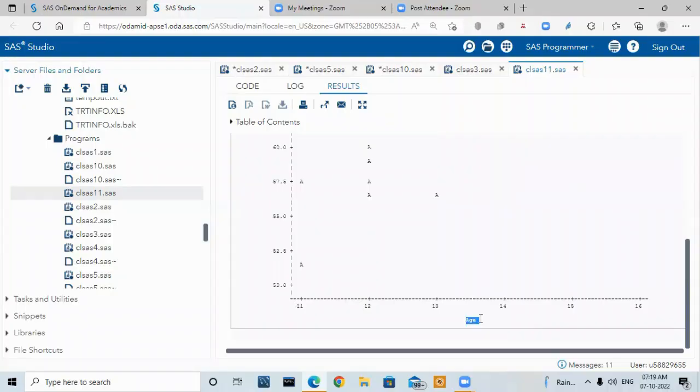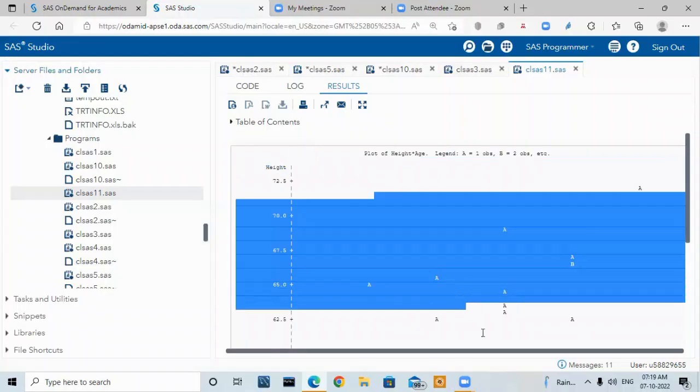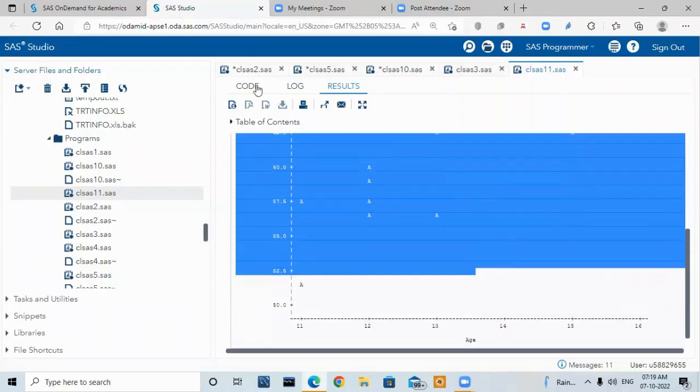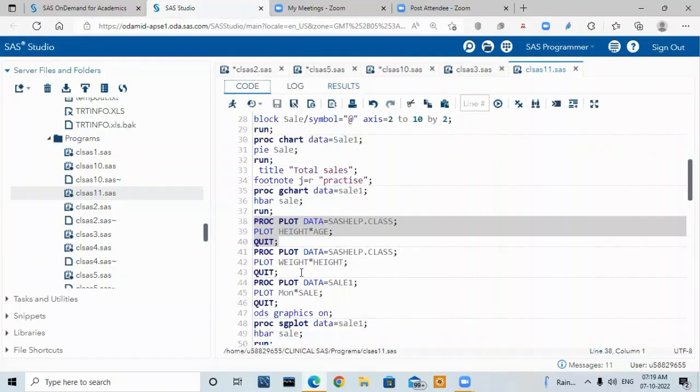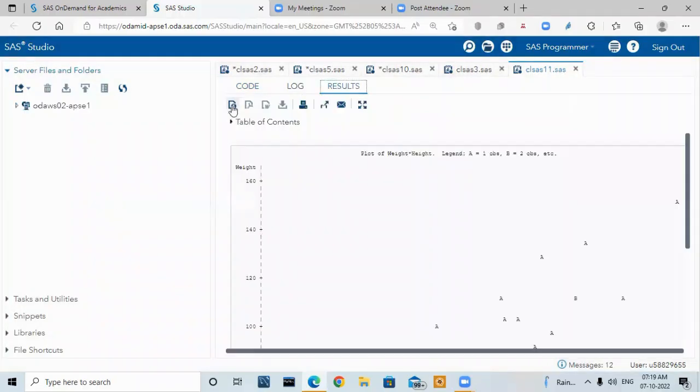So we are using age versus the other variable, height. It is not showing a perfect relationship; it's showing a scatter plot. We have seen the plot, right? Again, you can use the plot for weight versus height. Let us see what weight versus height will give.